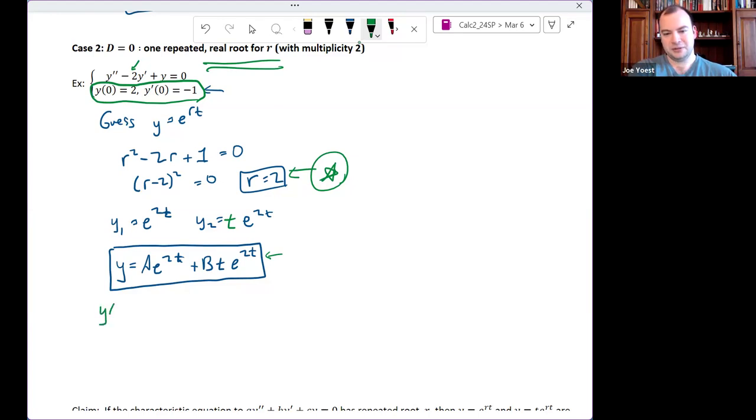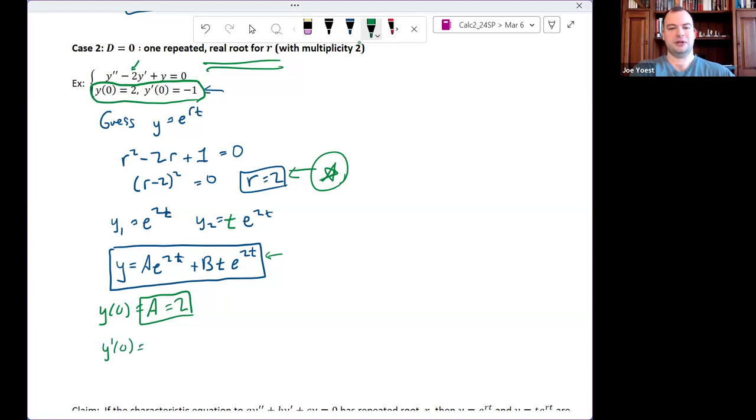So what's y of 0? Well, the factor of t actually makes this even easier. The whole b term goes away. On one hand, y of 0 is a, and on the other hand, that has to be 2, so that takes care of that.